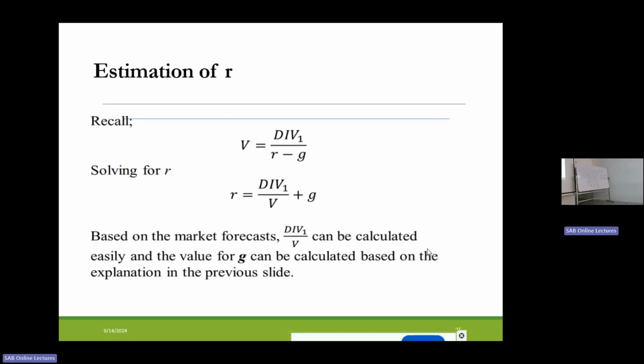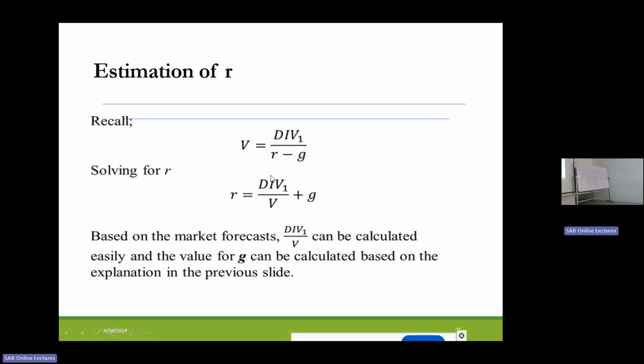Right. So now this is our constant growth model. I think you can remember this. According to the constant growth model, value is equal to expected dividend divided by required rate of return minus constant growth rate. So if you rearrange this formula for required rate of return, then required rate of return is equal to D1 divided by value or price plus growth rate.